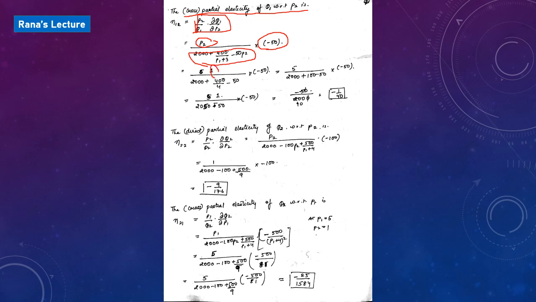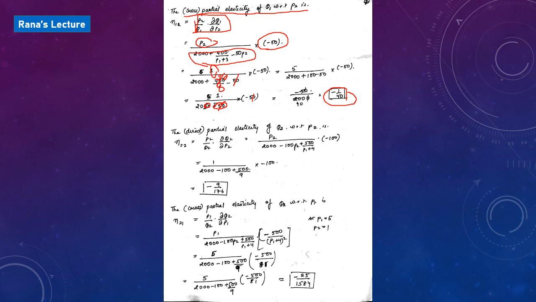You write 1 over here. P1 was given as 5. So 5 plus 3, this will be 8. Sorry, this I wrote wrong. So this will be 8, right? Now this comes out to be 50. Okay? You cancel this, you cancel this. So now you are left with 2000, right? You are left with 2000. Now when you cancel this, your answer will be minus 1 by 40.